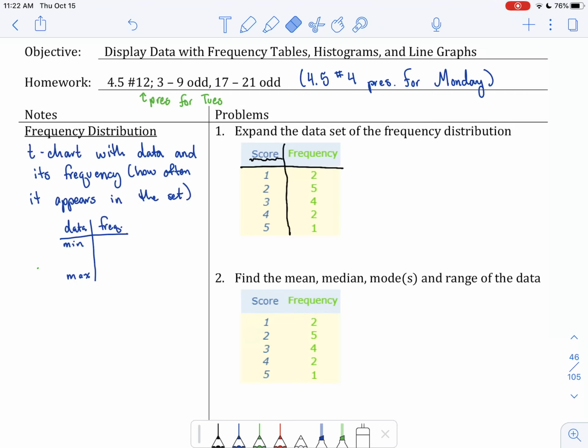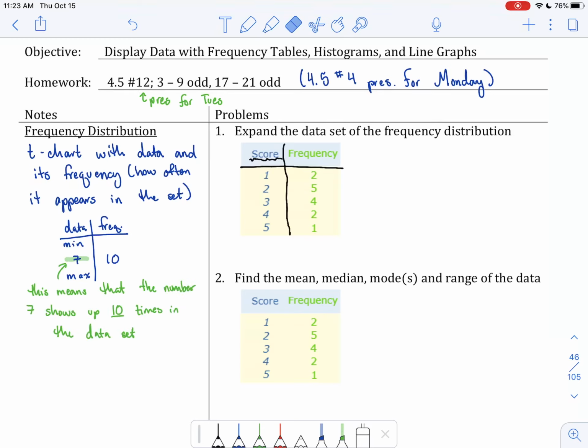It's always going to be in order, where we have the T-chart, with our data here and our frequency. We're going to have our min and our max, and then we might have some numbers in between. So let's say, for example, we had our minimum, our maximum, and in between those is 7. Let's say that it has a frequency of 10. Maybe in this example the score is 2 and the frequency is 5. What this means is that the data point 7 shows up in the data set 10 times.